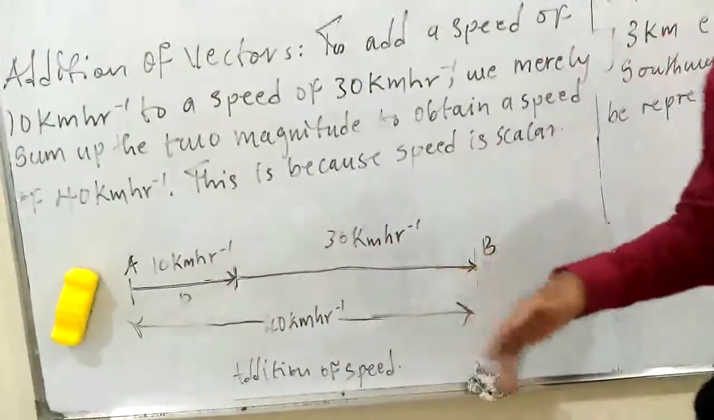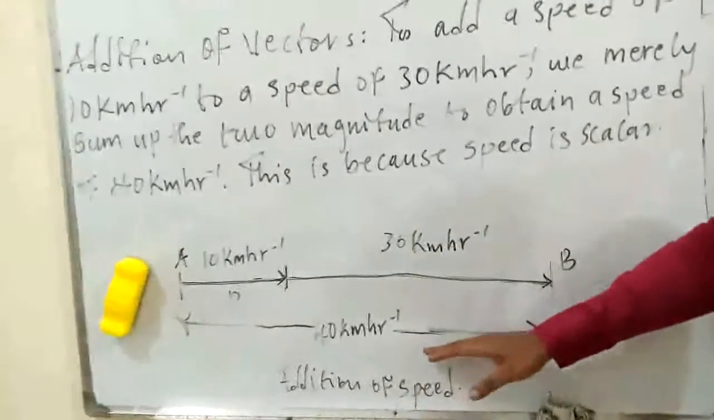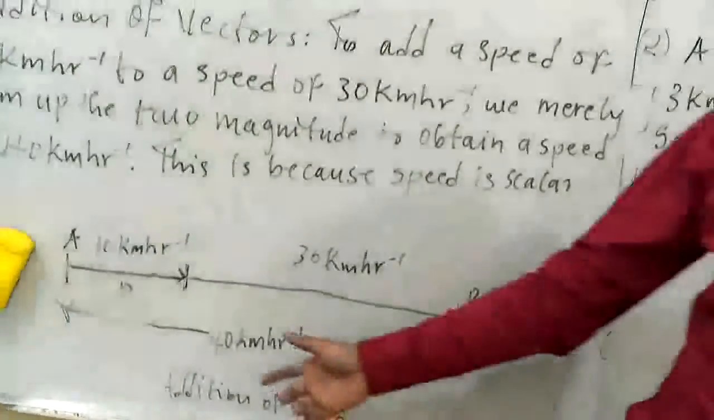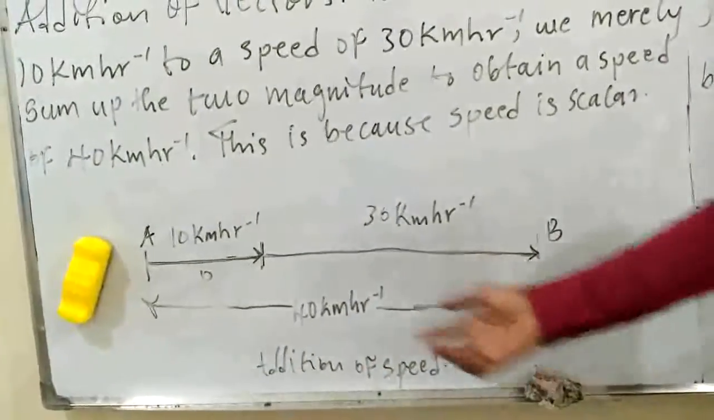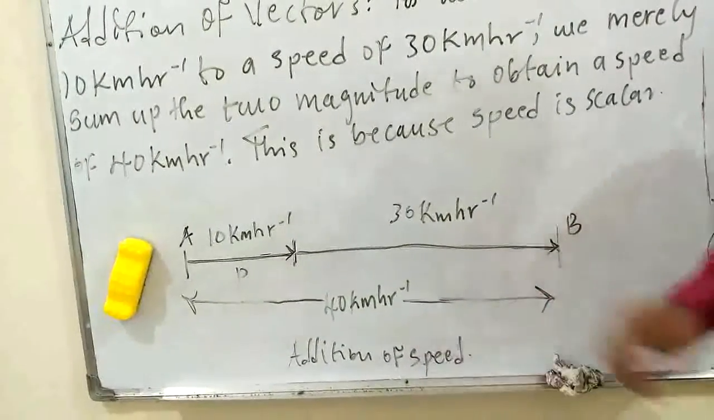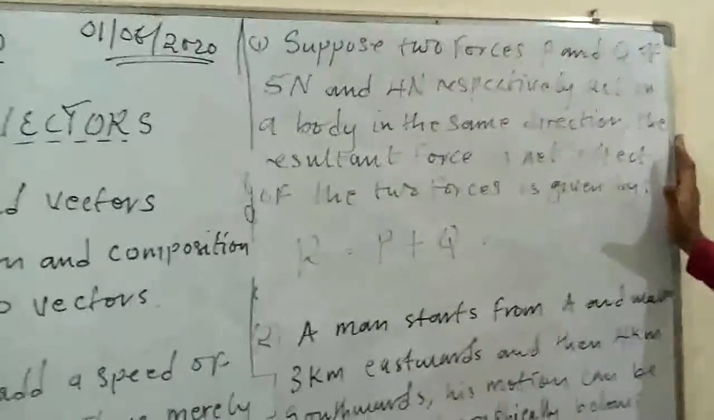10 plus 30, of course, you know, is 40. So we have 40 kilometers per hour. So this is simply added. By adding 10 to 30 gives you 40 kilometers per hour. But that's simple enough compared to this other example or illustration.